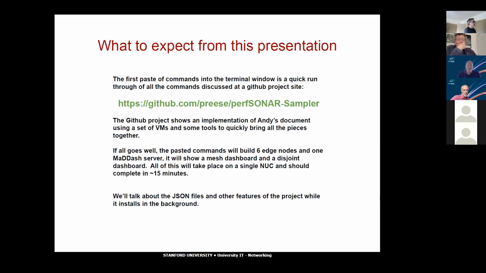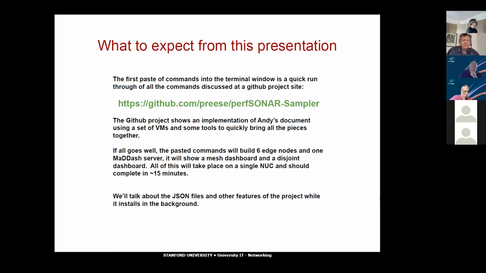So what I did is I wanted to take advantage of that and make it more visible. I put together a project that I'm calling perfSONAR Sampler. It's like an alphabet sampler in grade school, of just how to put all the pieces together. And I thought, well, how can I present this better than on a Google Doc page? I was playing around with other tools, and Vagrant, Ansible, and GitHub all came to mind.